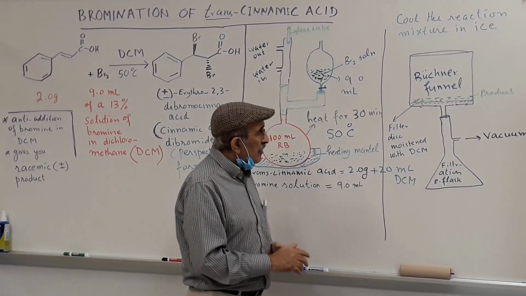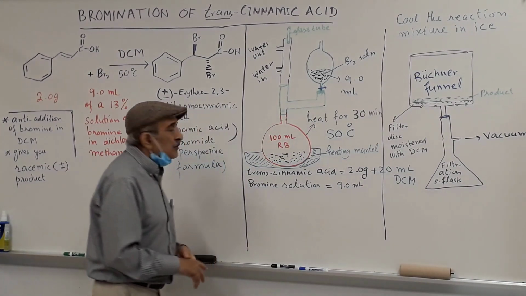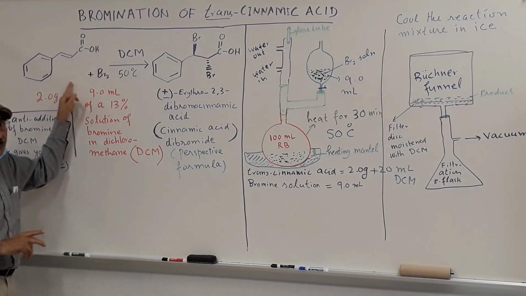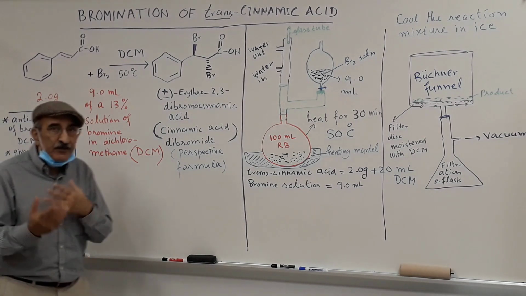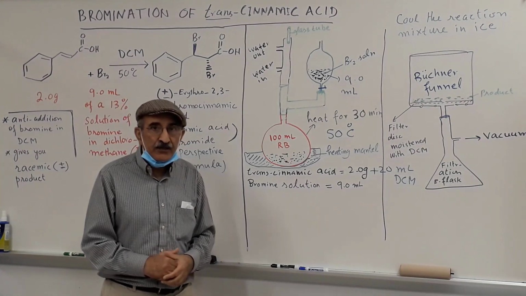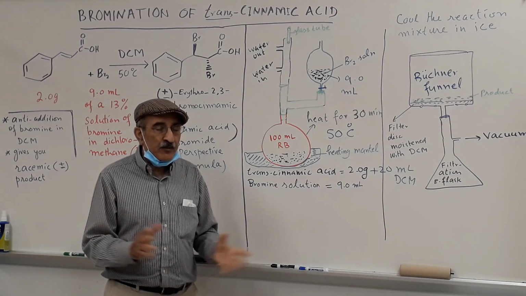And in order to find out the percentage yield of this reaction, you need two balanced equations, one for the bromine and one for the cinnamic acid. And you need to find out the limiting reagent. Based on the limiting reagent, you calculate the percentage yield. And that's all. That's all you report in your lab report.